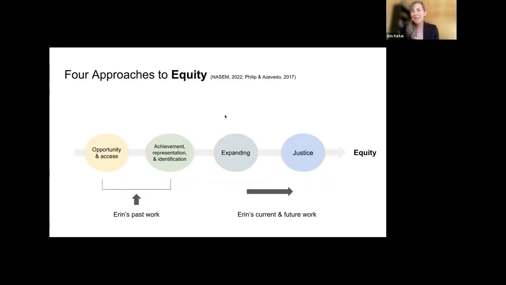And then finally, going back to these four approaches to equity that we talked about at the beginning, I wanted to locate most of the work that I've done in the past as only taking on the first two approaches to equity from the NASEM report and from Philip and Azevedo's work, looking more at opportunity and access through the design of better tasks and classroom participation structures for the purpose of improving achievement, representation, and identification. And in my team's current and future work, we're really pushing toward expanding what counts as science and engineering and looking toward justice.